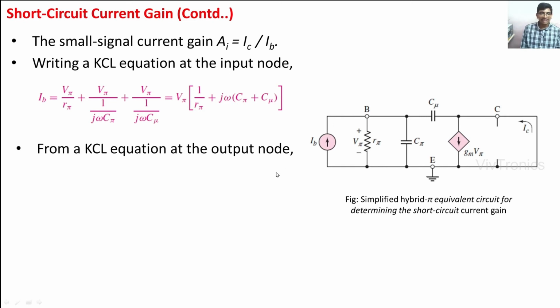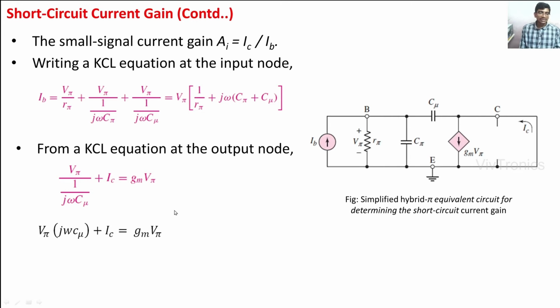From the KCL at the output side, applying KCL at node C, incoming currents equal outgoing currents. The incoming currents are one from C mu and another, IC, from the output side. At this node we have only one outgoing current, that is Gm V pi. The current in the C mu capacitor can be written as V pi divided by 1 by j omega C mu, plus the incoming current IC, equal to the outgoing current Gm V pi. Therefore, V pi into j omega C mu plus IC is equal to Gm V pi. From this we can calculate the IC current.